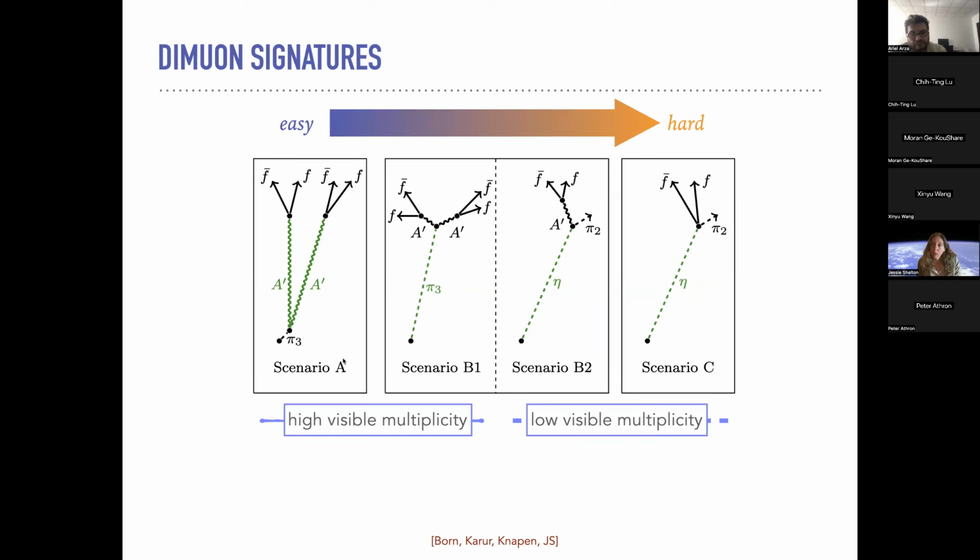Yeah, I have a question. First of all, I'm wondering, is it possible any of the dark pions can be a dark matter candidate? Is that the question? I want to make sure I heard right. Can it be a dark matter candidate? Yes, possibly.